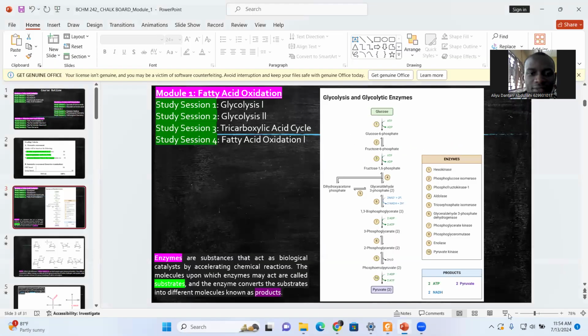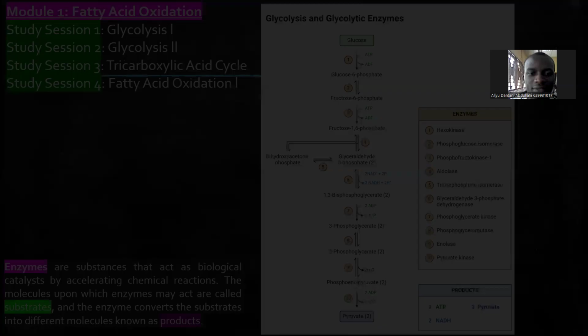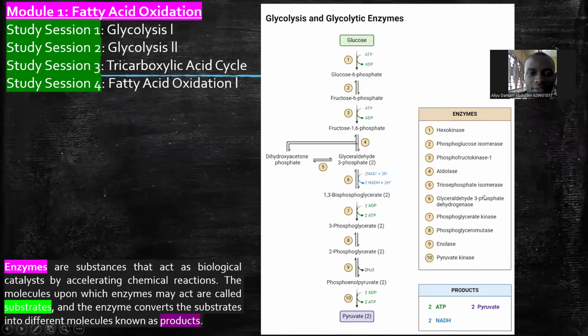So basically, I think this chart here summarizes everything. This is the glycolytic pathway, glycolysis, and glycolytic enzymes. Now, what are enzymes, right? Of course, you should know what enzymes are. They are biological catalysts that speed up the rate of biochemical reactions in the cell.